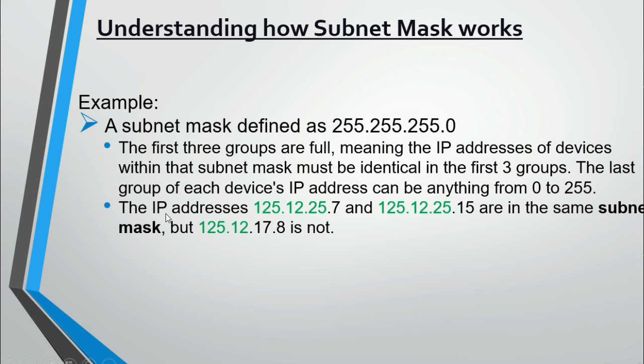255. So the IP addresses 125.12.25.7 and 125.12.25.15 are in the same subnet mask. Why? Because these three sections are the same as our reference here. But 125.12.17.8 is not. Why? Because just two sections meet our condition, but the third section does not.